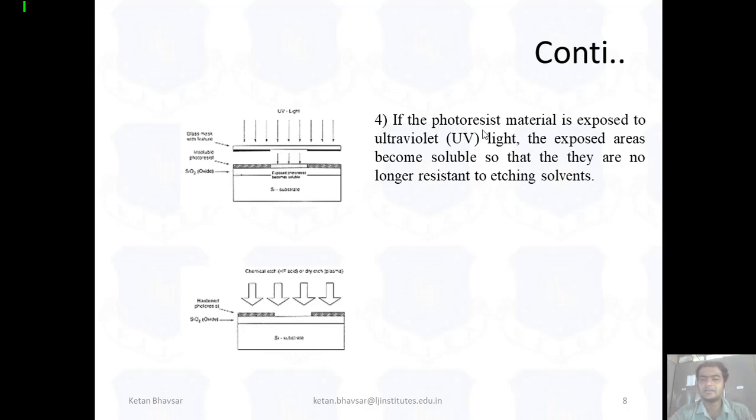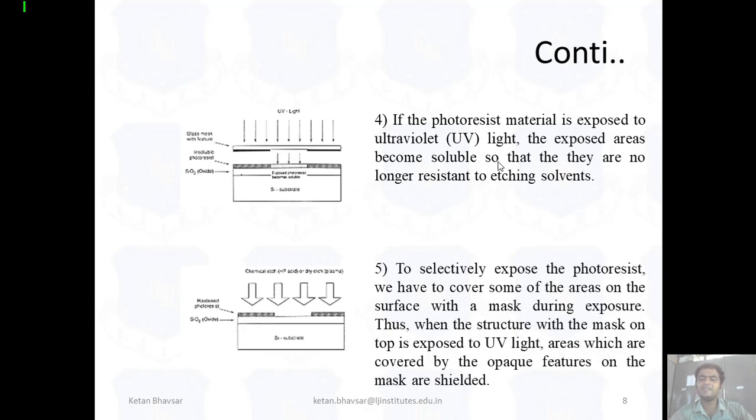If the resist material is exposed to UV lights, the exposed area becomes soluble so that it is no longer resistant to etching solvents. Etching means an extracting process. To selectively expose the photoresist, we have to cover some of the area on the surface with a mask during exposure. Thus, when the surface with the mask on top is exposed by the UV lights, the area covered by the opaque features on the mask is shielded. That, as you can see.